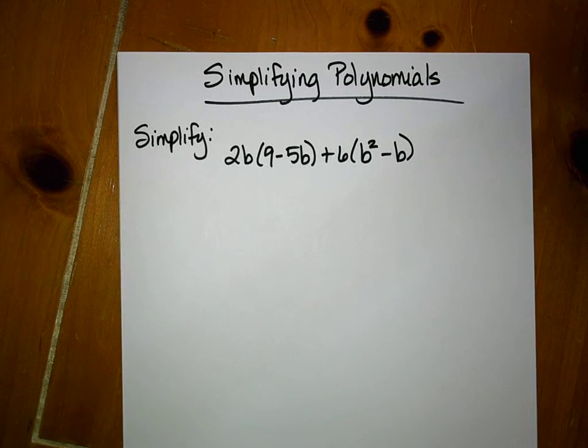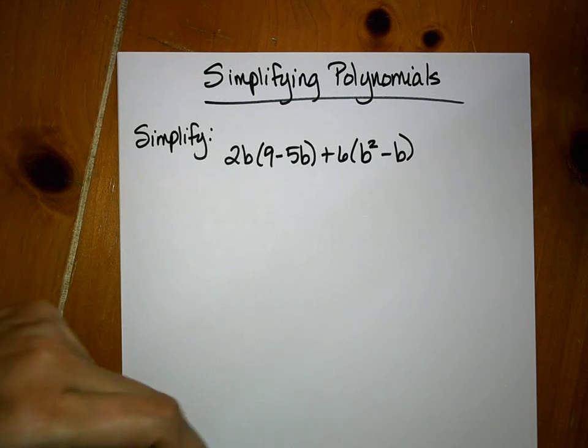Okay, when you're doing some higher level algebra, oftentimes you're going to have to simplify polynomials, especially when we get into quadratics. So you have to think about your order of operations when you do this, and make sure that you follow the order of operations and follow all the exponent rules to get the correct answer.